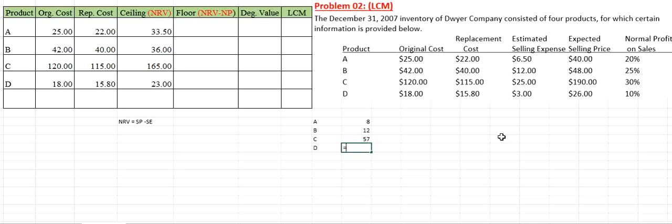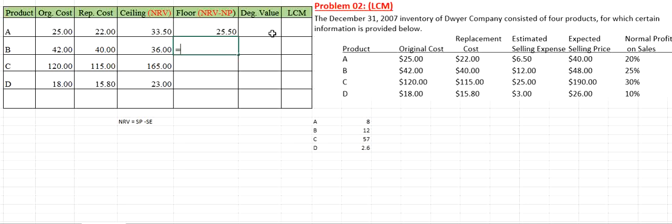And for product D, the normal profit percentage is 10%. And we can multiply that with a selling price, which is 26. So it's like 2.6. Now that we have the values, we are good to calculate the floor. So floor is net realizable value. For product A, it is 33.50 minus what is the normal profit of product A? $8. That's it. We got 25.50.